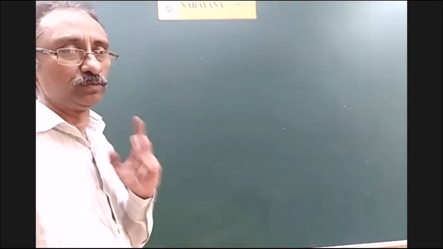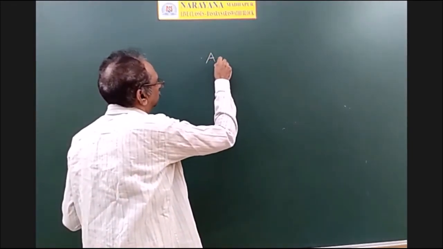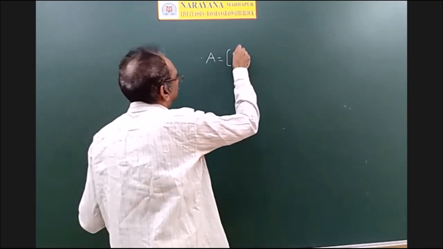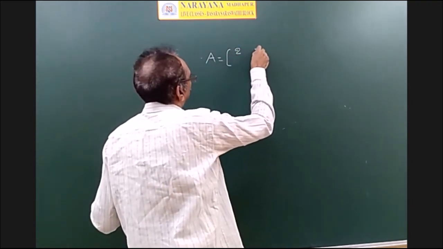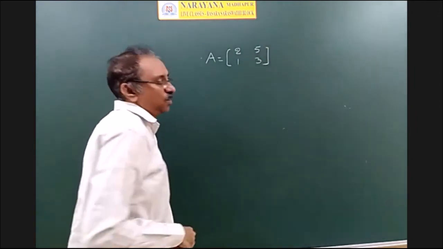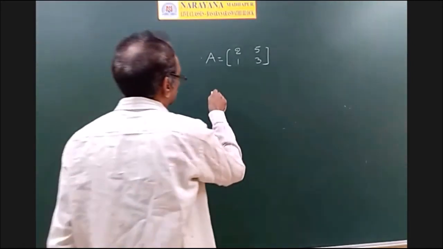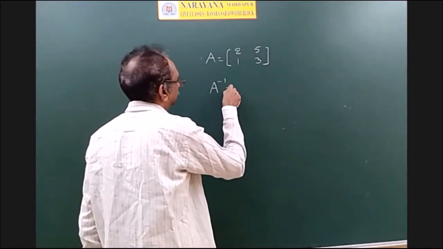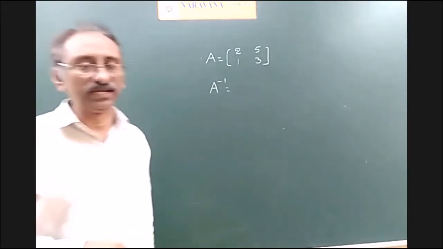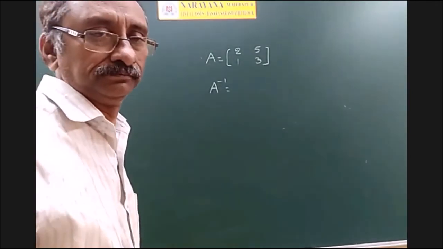Okay, so there are two models. One model is, suppose A is equal to 2, 5, 1, 3. What is the inverse of this matrix? Anybody tell me at once? What is the inverse of this matrix? It is easy. There is a direct formula also for a 2 by 2 matrix.